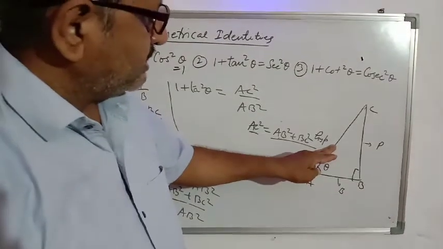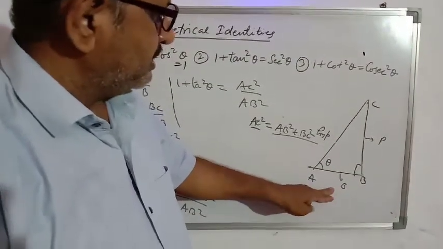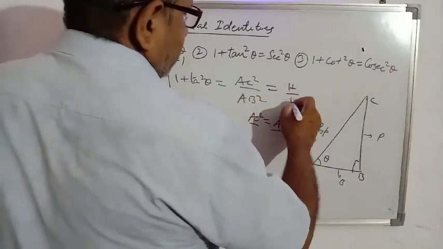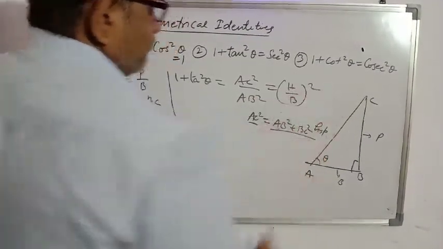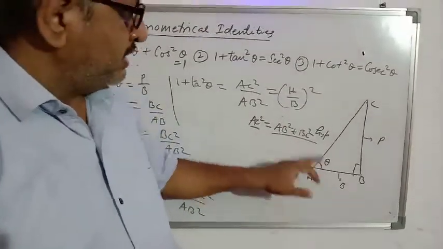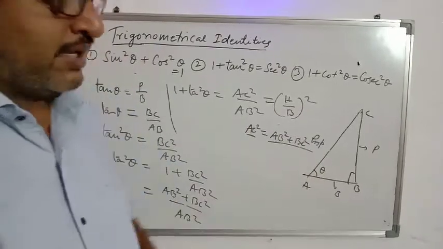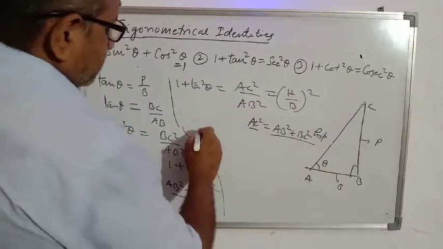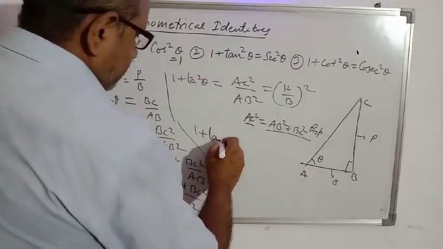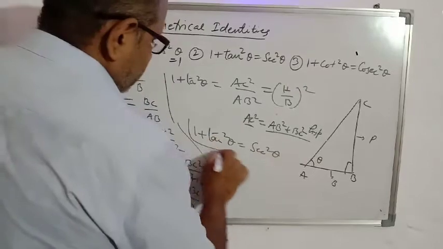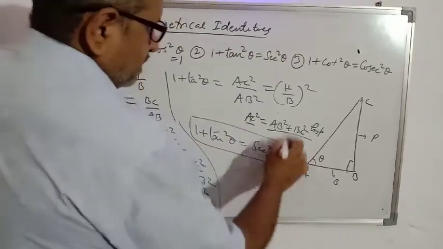What is AC? AC is the hypotenuse. AB is the base, so it is (hypotenuse upon base) whole square. And we know that hypotenuse upon base is sec theta. So we can write here sec square theta. So 1 plus tan square theta is equal to sec square theta.